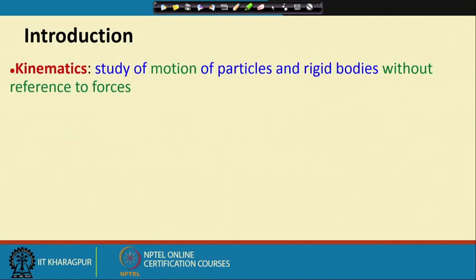So, to introduce, let us look into the definition of kinematics. What is kinematics? Kinematics is the study of motion without reference to forces. Now, the forces here would mean the forces that produce the motion. So, these are called dynamic forces. So, we study under kinematics motion without reference to such forces which produce that motion.